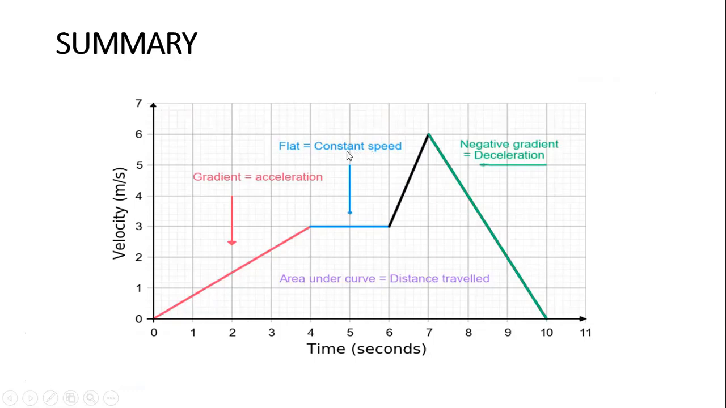The flat section simply means constant speed, meaning zero acceleration. Then negative gradient simply means deceleration or negative acceleration, which is called retardation. So distance is simply found by dividing the sections of the graph into regular shapes such as triangles, rectangles, squares, or trapezium. And whenever you're finding the distance, just determine the area, and that's it.